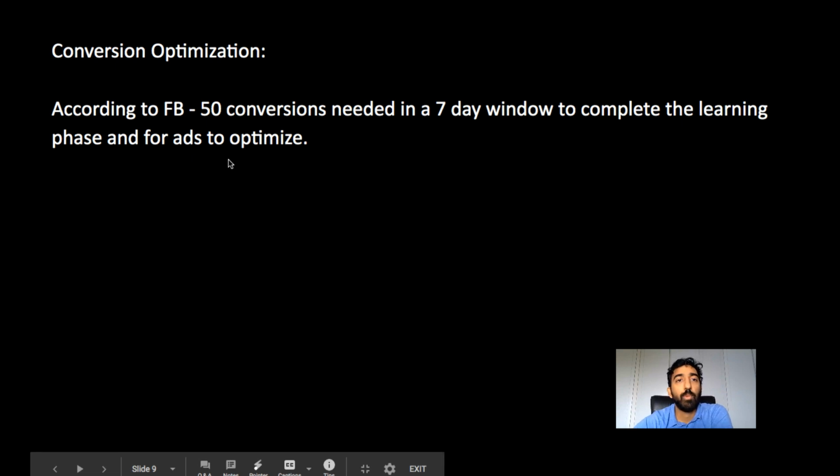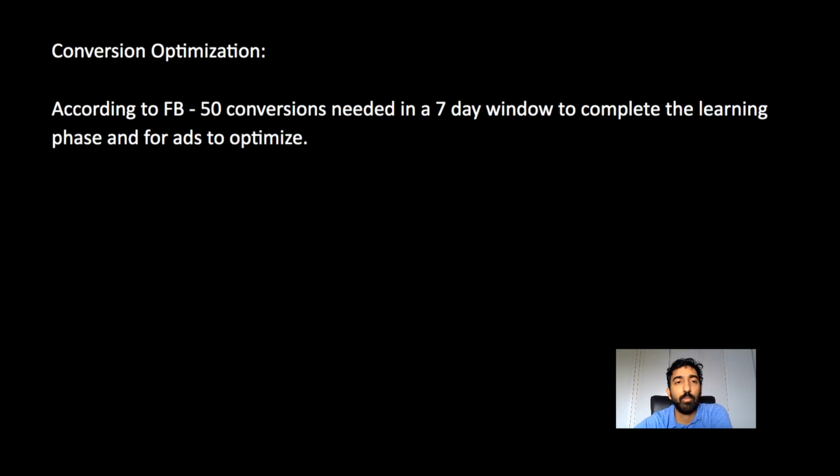Awesome. So talking about conversion optimization, according to Facebook, you need 50 conversions in a 7-day window to exit the learning phase and actually allow your ads to optimize. I'm sure all you guys are running conversion-focused ads, whether you're running them in-house with the team or you have an agency managing them.